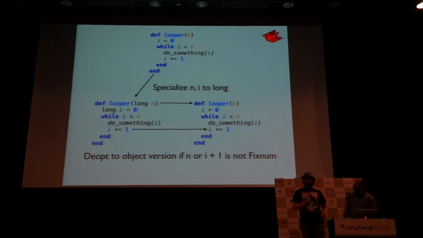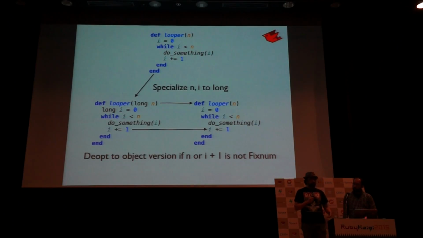So what we would be able to do, and we have prototypes of this working, we can take this code and just guess and say, okay, it looks like you're only ever using these as fixnums. So let's say that n is a long value, and let's say that i is a long value. And now all the rest of this code doesn't have to work with objects. It can run much faster.